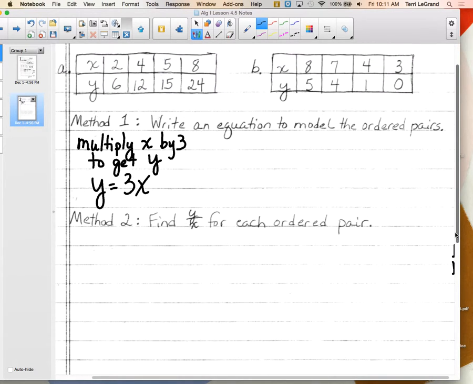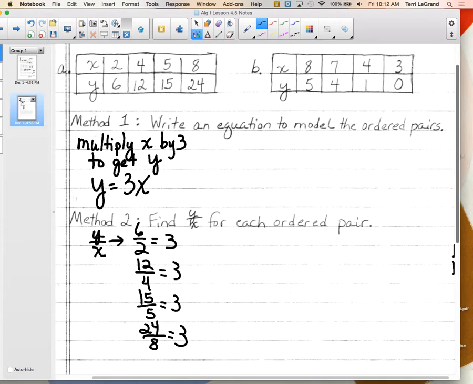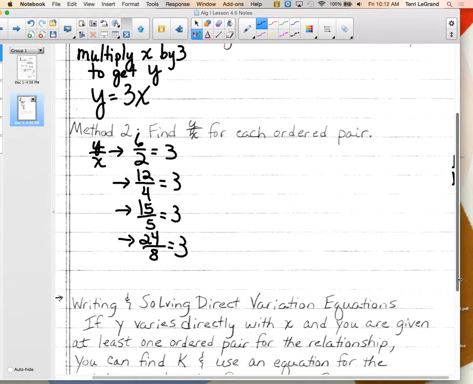And you need to show this in your notes because if this is the method you choose, this is what you're going to do. Y over x. So we have 6 over 2, that equals 3. We have 12 over 4, that equals 3. We have 15 over 5, that equals 3. And you have to show for all of them that it's actually working for all of them. 24 over 8, that equals 3. So every time we got the same constant, our ratio divided out to be the same.